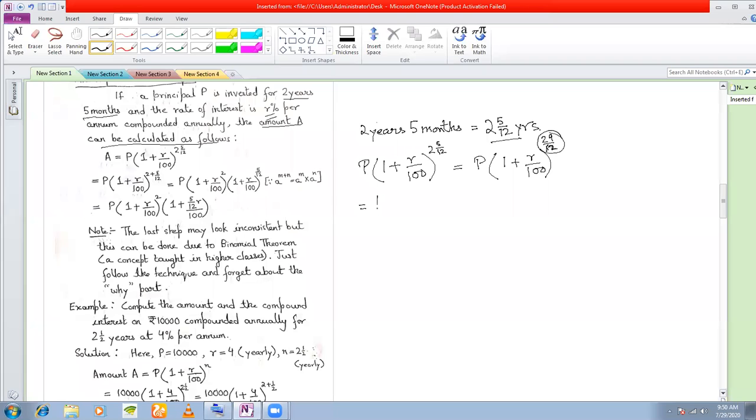Okay, so what we do is, in such a case, if I have a mixed fraction as my power, simply split the mixed fraction as 2 plus 5 by 12. 2 5 by 12 can be written as 2 plus 5 by 12. In the next step, I split the 1 plus r by 100 by indices formula.